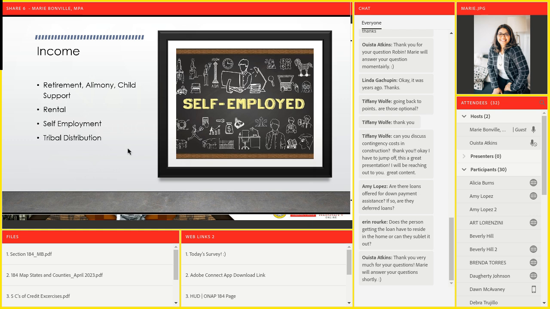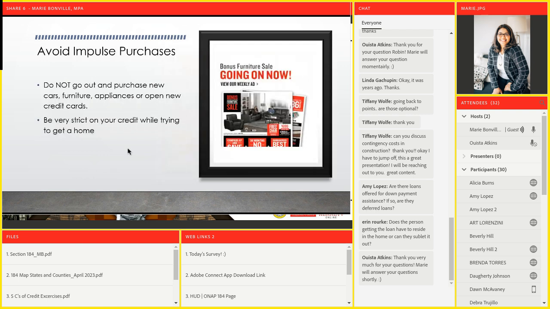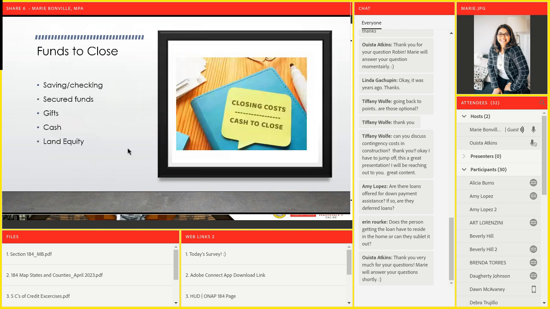Other sorts of income, of course, you've got retirement, alimony, child support, rental, self-employment, tribal distribution. So very similar to what most of the industry standards are in terms of income. This tribal distribution is one of those elements that we see in our communities. So we add it, right? But you want to avoid impulse purchases. Try to be strict when you're in this process because I feel like the moment you start to get your life together, there are a million advertisements that start to hit your inbox.